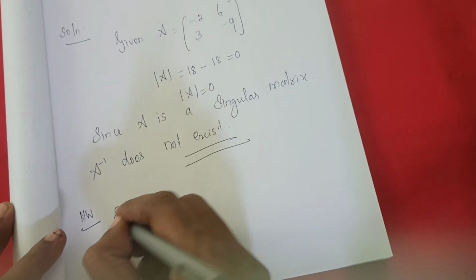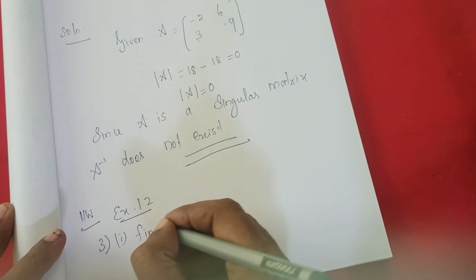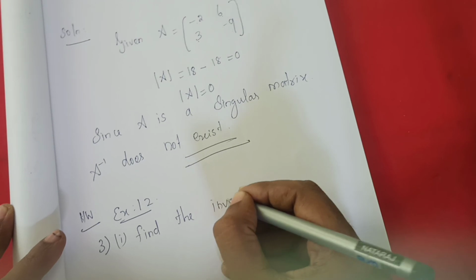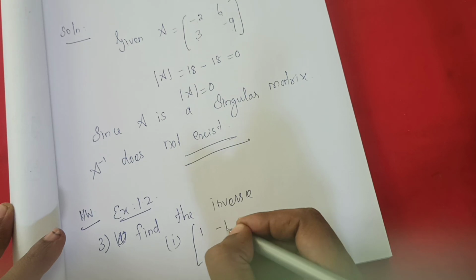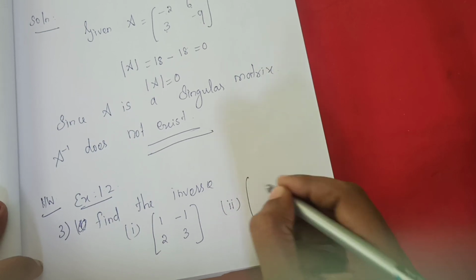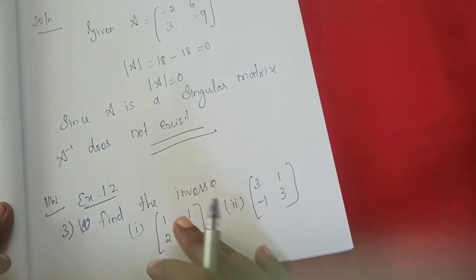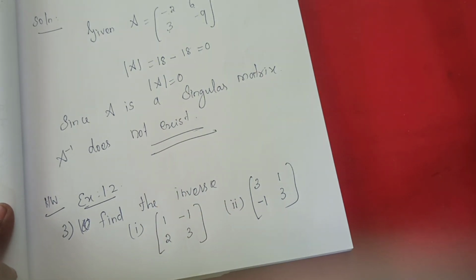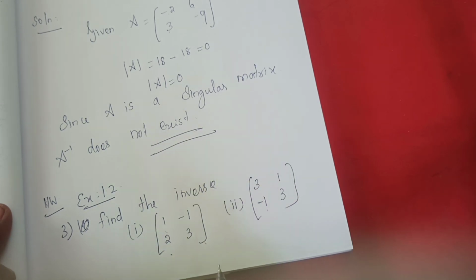Homework: exercise 1.2, problem number 3, first Roman numeral. Find the inverse. Third problem, first part, that is [1, -1; 2, 3]. Second one, [3, 1; -1, 3]. Now only we did the same as examples 1.14 and 1.15. Okay, find the inverse of [1, -1; 2, 3], then [3, 1; -1, 3]. Okay students, please do it and send it to me.